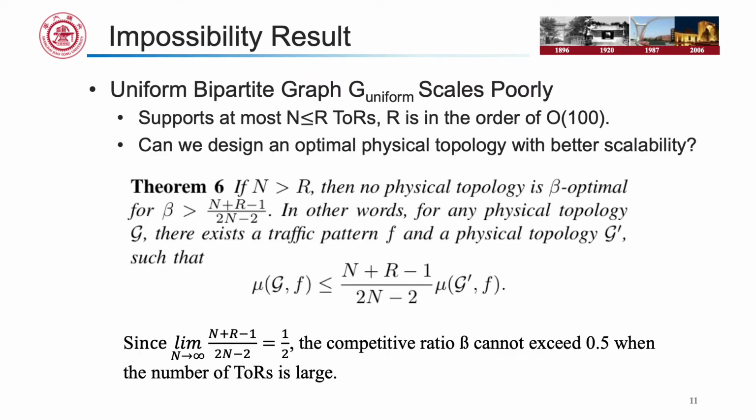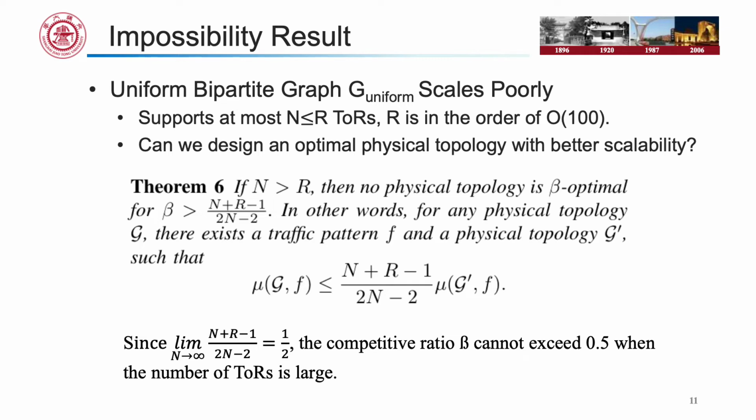We have shown that the uniform bipartite graph is optimal, but unfortunately, it can at most support hundreds of TOR switches. In practice, large-scale data centers could have thousands or even tens of thousands of TOR switches. Can we design optimal physical topologies for these large-scale data centers?